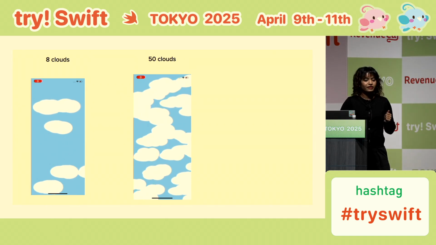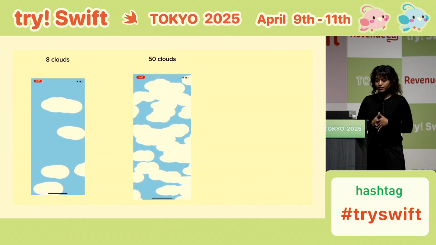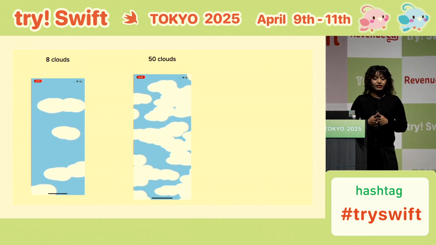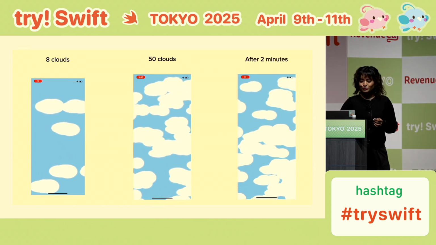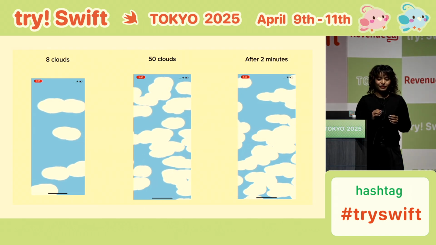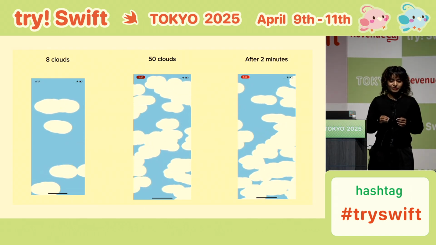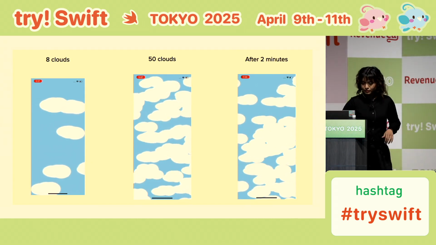And then I decided to increase the number of clouds. Say it's a particularly cloudy day. So how does that look? It still looks fine, only for 2 seconds. After 2 minutes, this is how it ends up looking. And as you can see, it's very, very laggy. You can literally notice how much it's hitching. Hopefully that is visible on the screen, great.